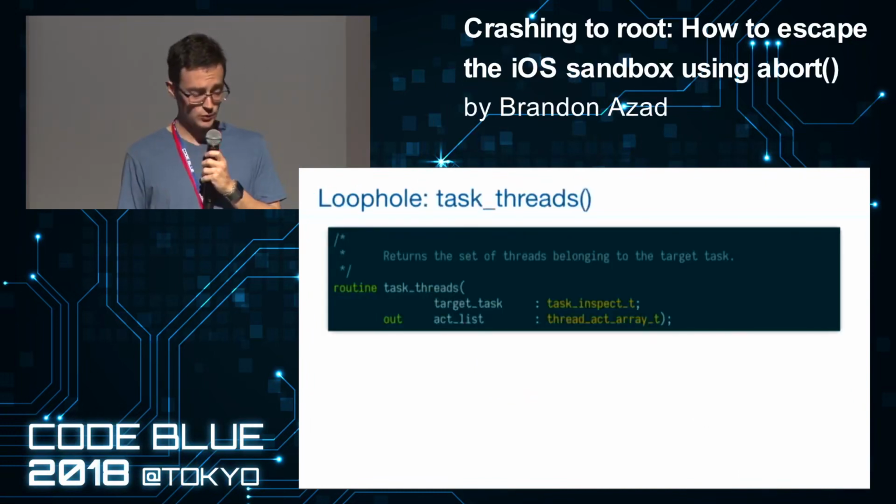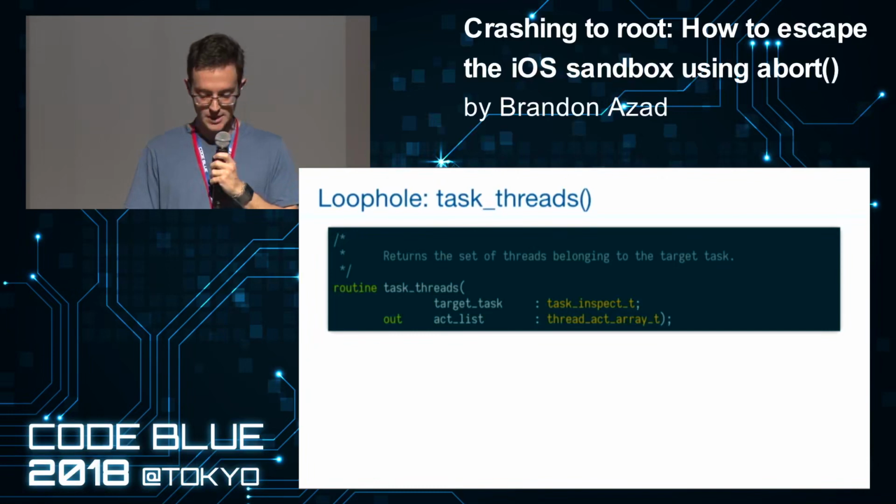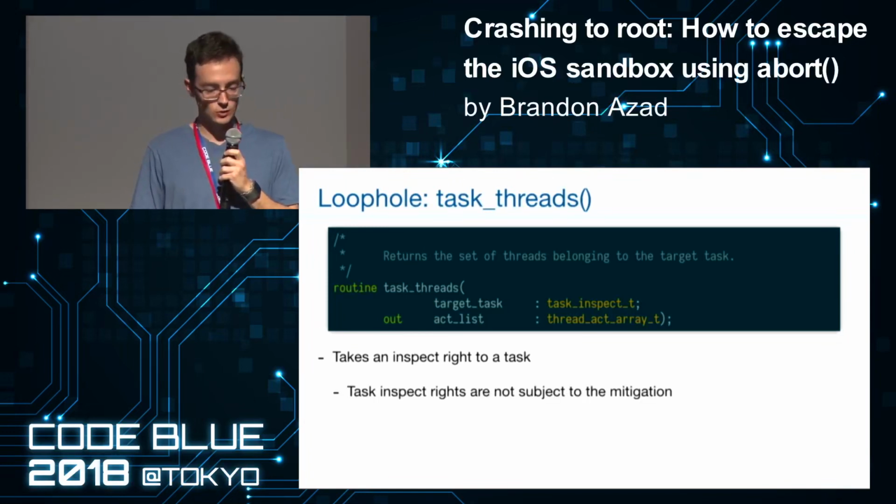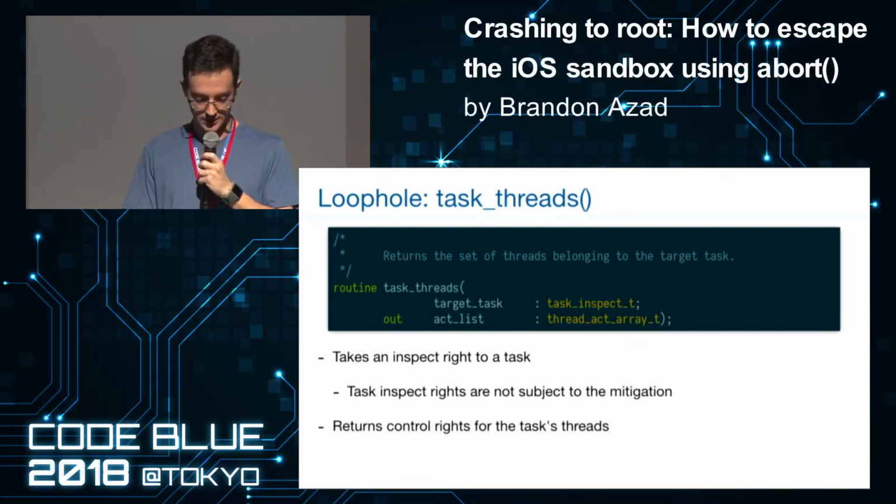And it turns out there's a pretty big loophole, this function task threads. Task threads returns the list of threads in a particular task, but its semantics are crucial. See, task threads takes an inspect right to a task, and inspect rights are not subject to the task conversion eval mitigation. Meanwhile, it returns a list of thread control rights for the task's threads.